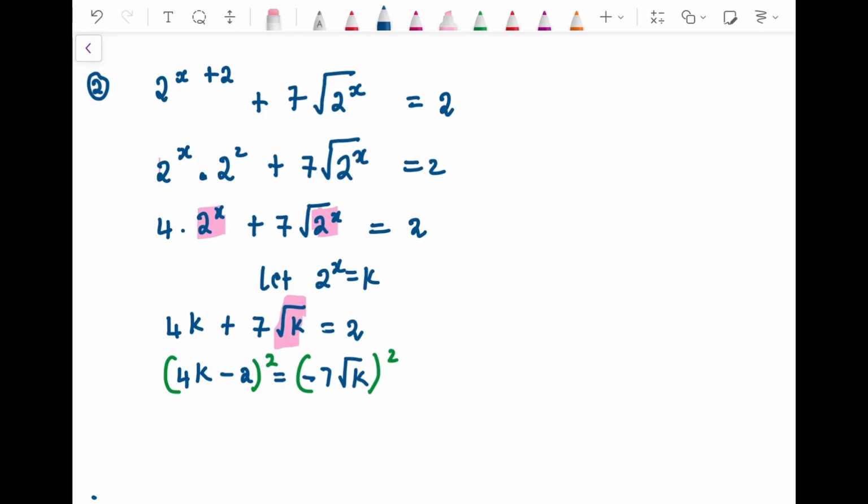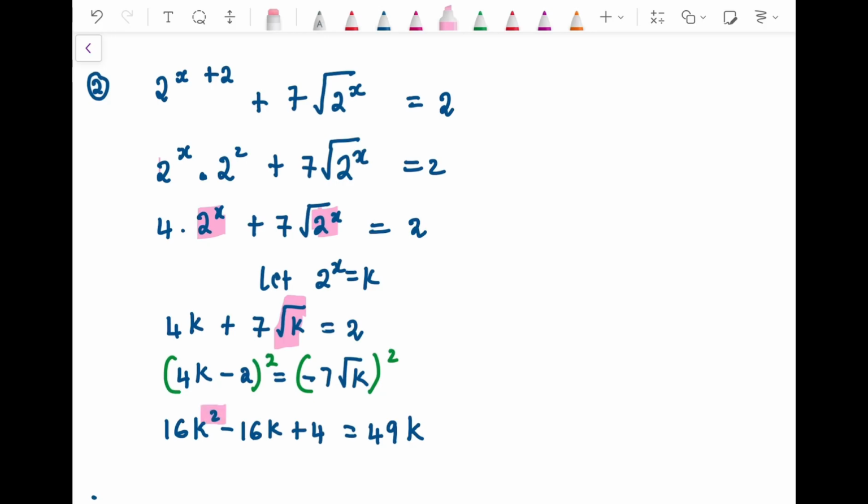So I'm going to have 16k squared minus 16k and then plus 4. This is equal to, remember, if it is squared again, the negative will always go away. Negative 7 multiplied by negative 7 is positive 49. And then squared will remove the square root, so it will be 49k. Now from here, I can see that the highest exponent is 2.